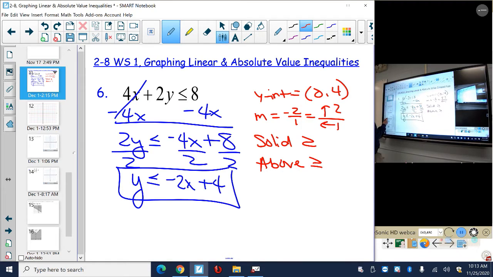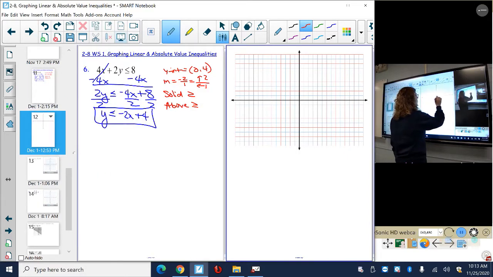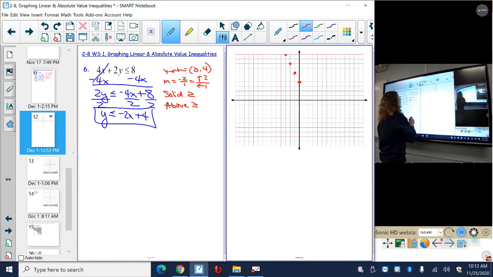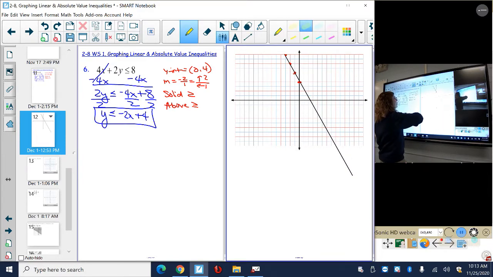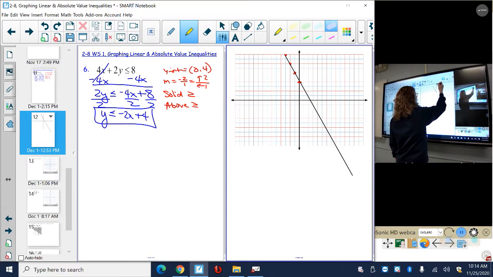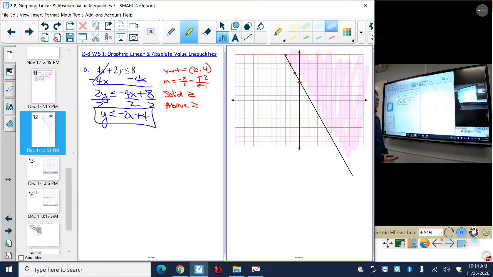Okay? So I'm going to take that information and go ahead and graph that. So I'm going to start from 0, 4. And I'm going to rise up 2 units and left 1, up 2, left 1, up 2, left 1. And I'm going to connect that with a solid line. And I am then going to shade above each of those points. Okay? So that is my inequality and my answer. And I am done. So that is how you're going to do problems 1 through 6.